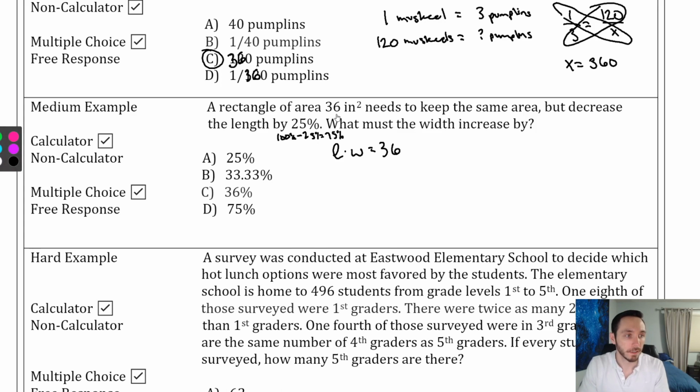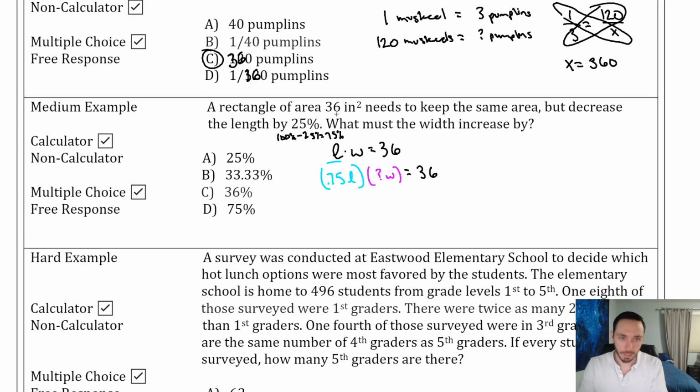So I'm going to switch to maybe blue here. I'm going to replace my length with 0.75 L. And then I need to change W in some capacity, right? Something's going to happen to W. So maybe I'm going to put a question mark W. Like, what percentage increase do I need for W in order to keep 36 as my overall area?